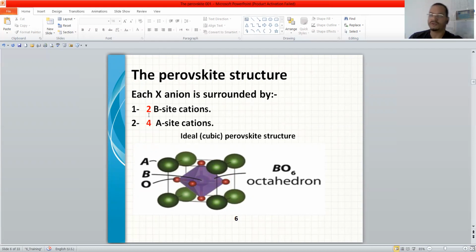Now we will focus on X and what is around the last shell of X. X at its last shell has 2 B cations and 4 A cations. Here it's A, here B, here the oxygen anion.